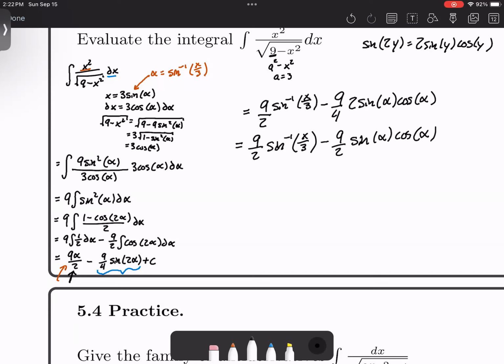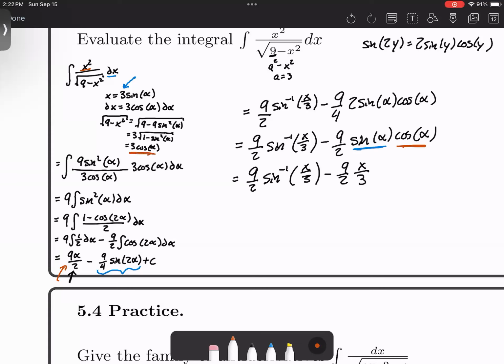And let's look back for relationships between sine alpha and cosine alpha. So sine alpha, by this top relationship there, is equal to x over 3. So we have 9/2 arcsine x over 3 minus 9/2. This sine alpha is being replaced by x over 3. And now this cosine alpha can be replaced by a 1/3 square root 9 minus x squared.